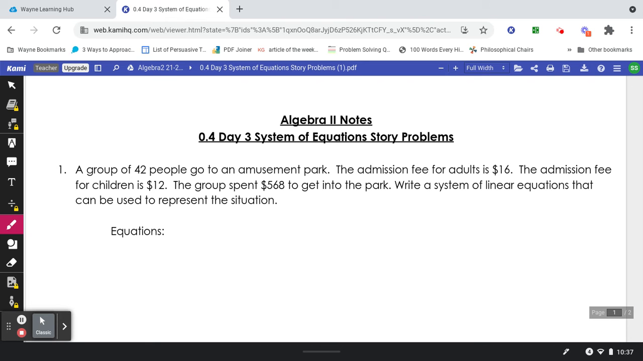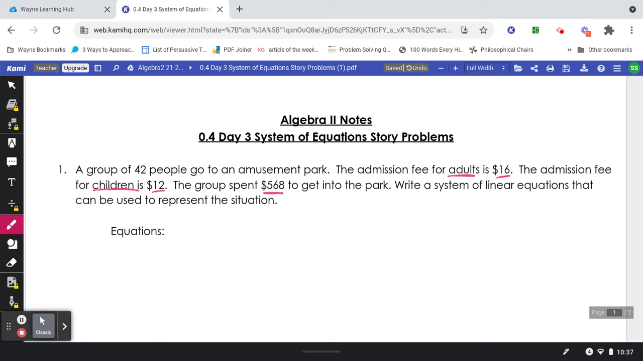A group of 42 people go to an amusement park. The admission fee for adults is $16. So adults, 16. Admission fee for children is 12. And the group spent $568 to get into the park. They want you to write a system of equations, which means two equations that can be used to represent the situation.